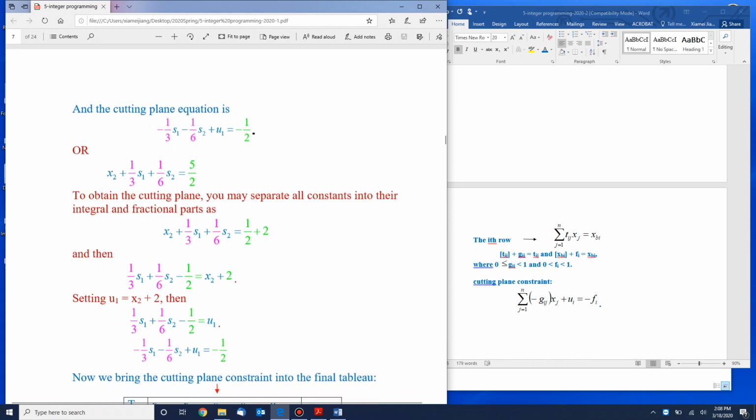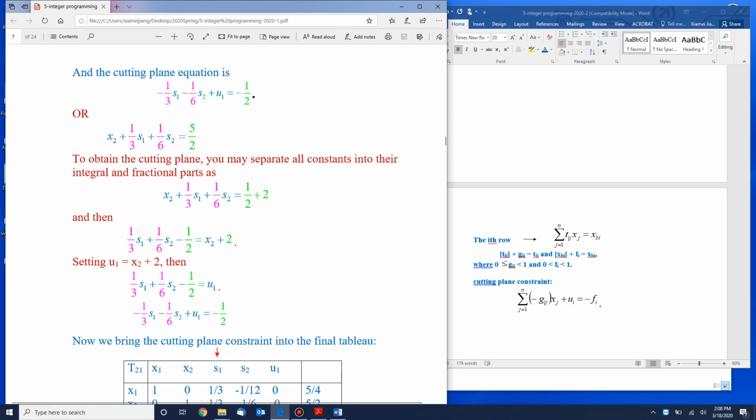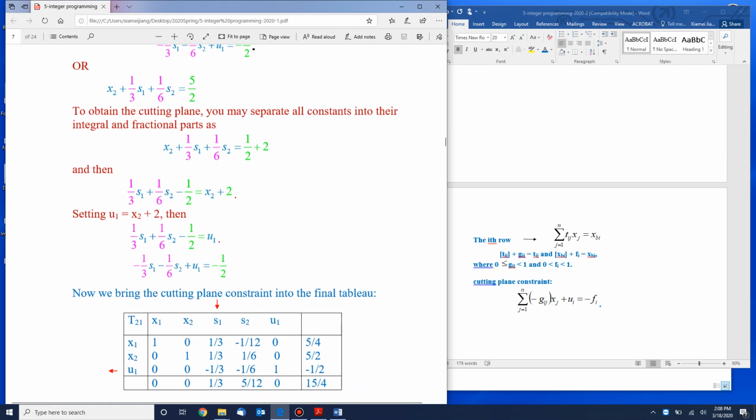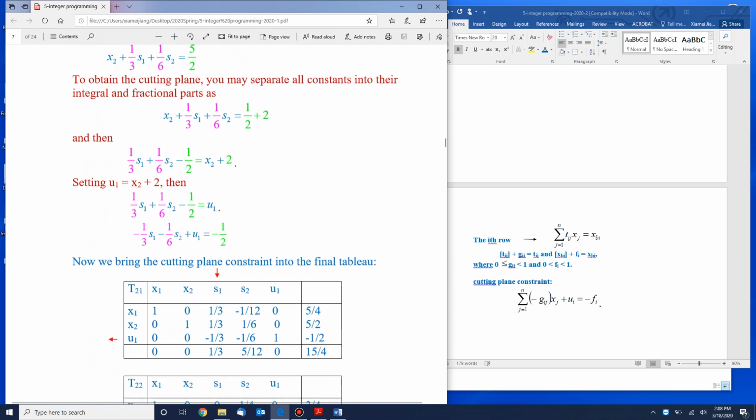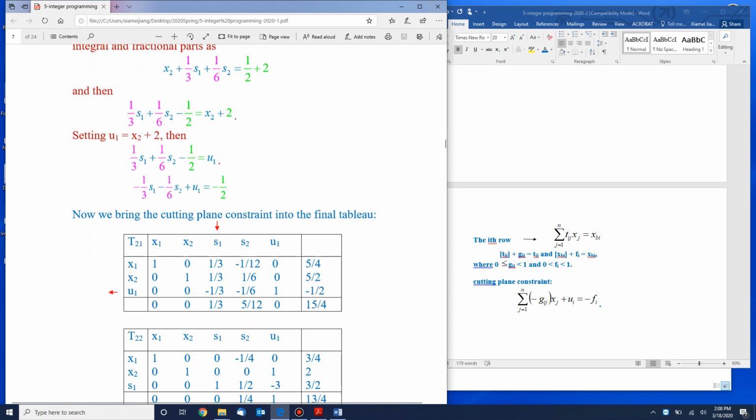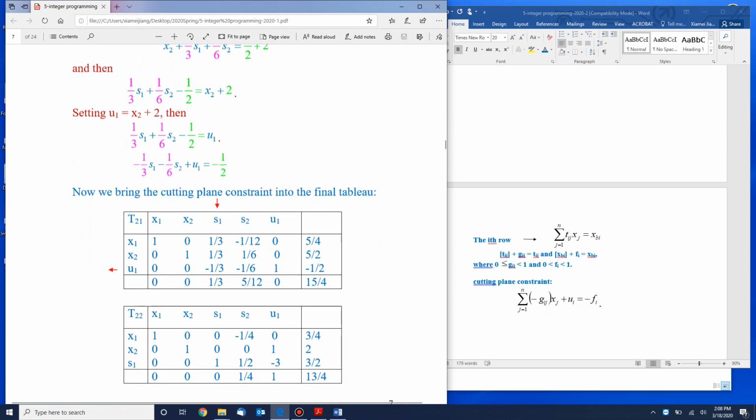Okay. Now we bring this cutting plane equation into the final tableau, and it gives us this one. You can see it's a tableau in the optimal case. All the entries in the objective row are non-negative, but u1 equals minus 1/2, so it's infeasible. Now we use the dual simplex method to restore the feasibility. Then we got this result.